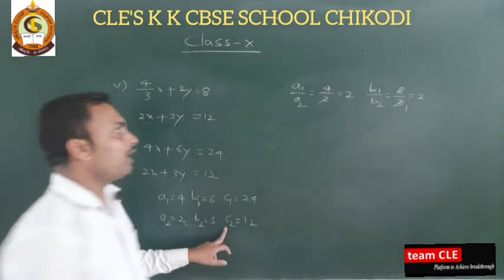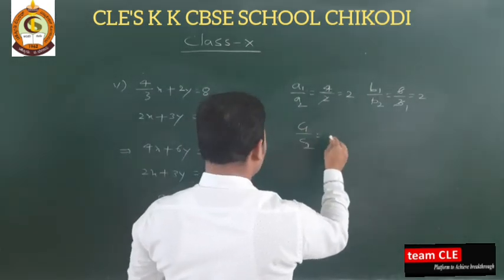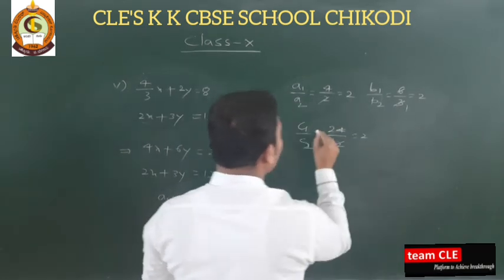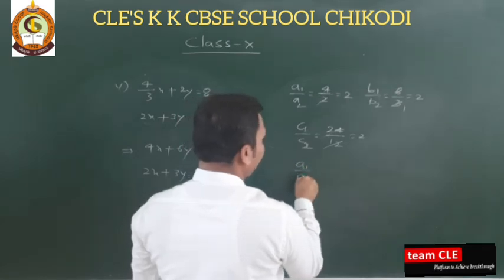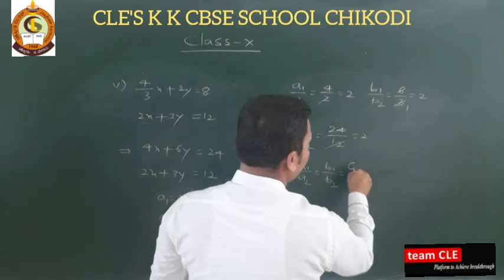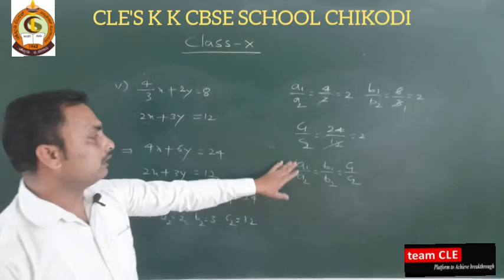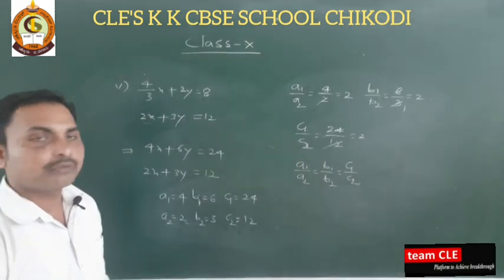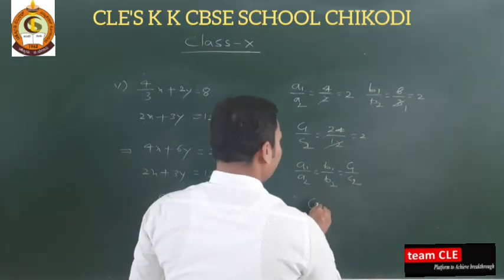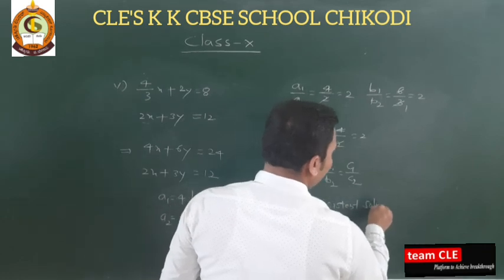Next C1 by C2, so this is 24 by 12, 12 twos are 24, so again 2. Now all are equal here: A1 by A2 is equal to B1 by B2, which is equal to C1 by C2. These three ratios are equal. Once these are all equal, therefore we can say it is a consistent solution.